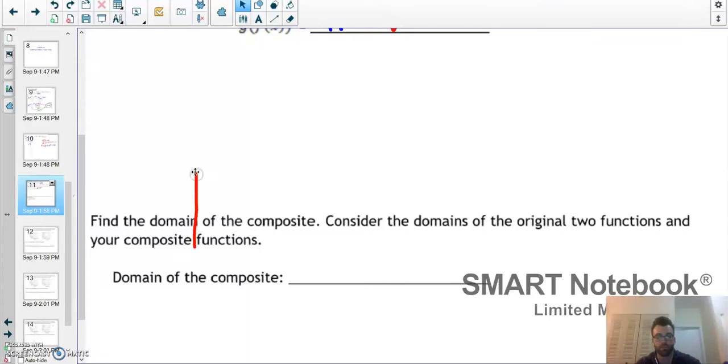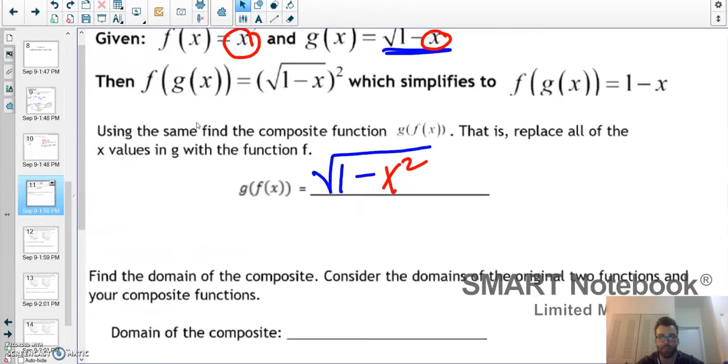Now we want the domain. We want the domain of our composite functions.